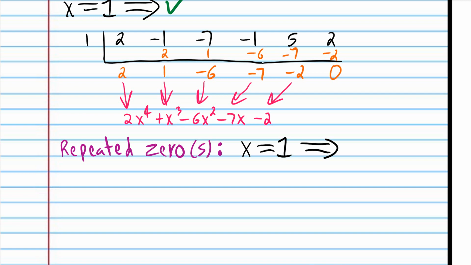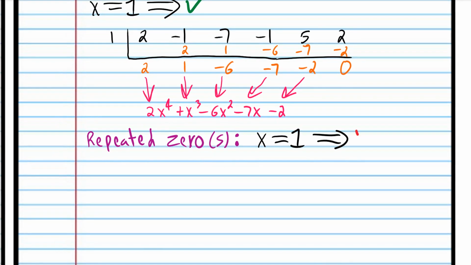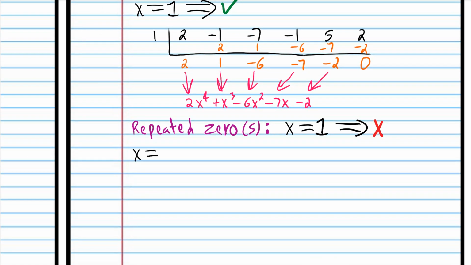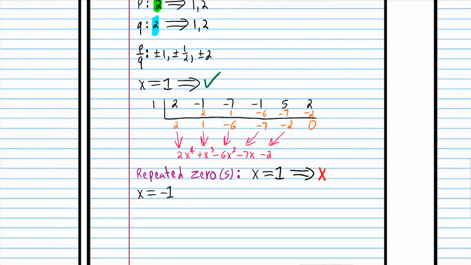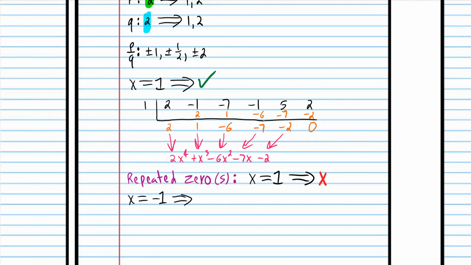Okay, we're back. So 2 plus 1 is 3, minus 6 is -3, minus 7 is -10, minus 2 is -12, so that doesn't work. So if you ruled that out, good job. Now we're going to try x is equal to -1. We haven't tried that yet. So go ahead and plug that into the depressed polynomial, see what you get. When you come back, we'll do it together.